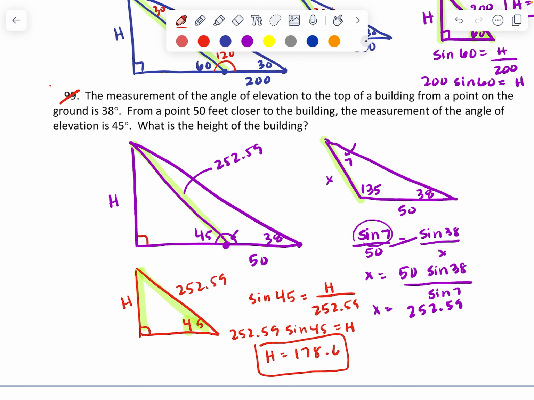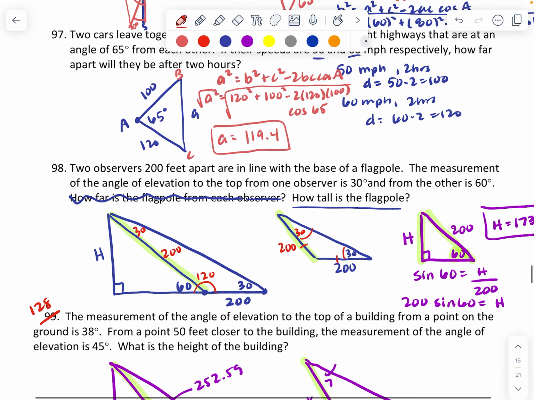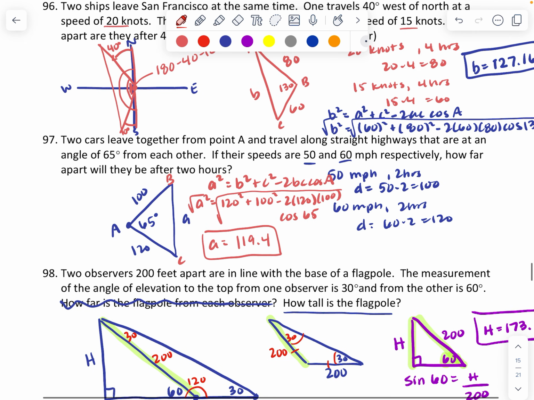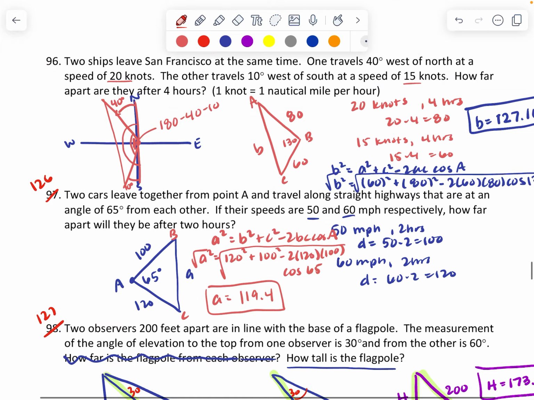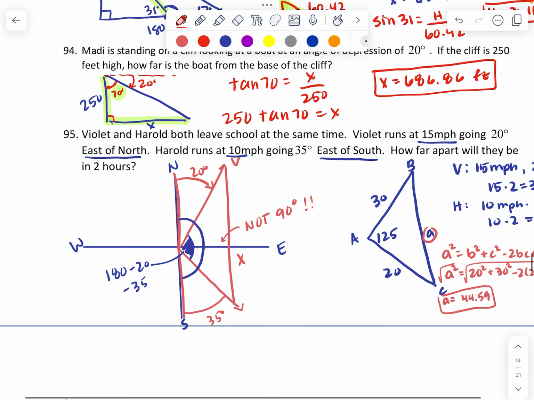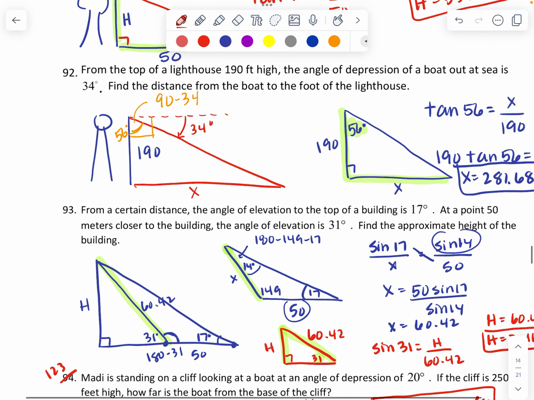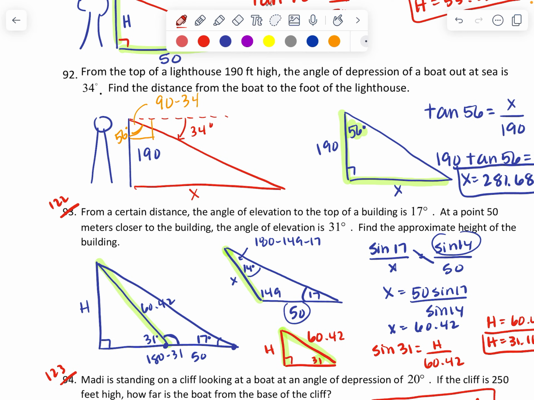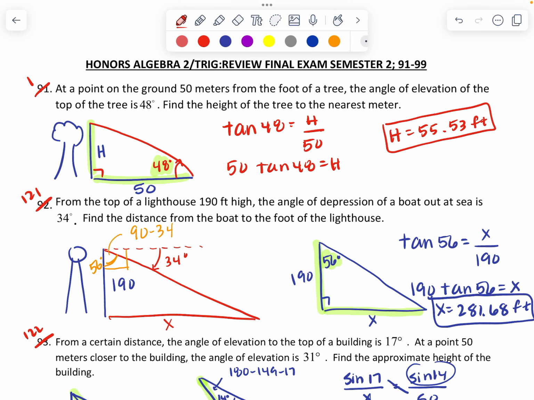Okay, and I apologize for the misnumbering of this. This should have been 128 on your final review. That makes this count backwards. This is 127, 126, 125, 124, 123, 122, and 121. I believe that was, oh, and then 120. Okay. All right. Well, there it is.